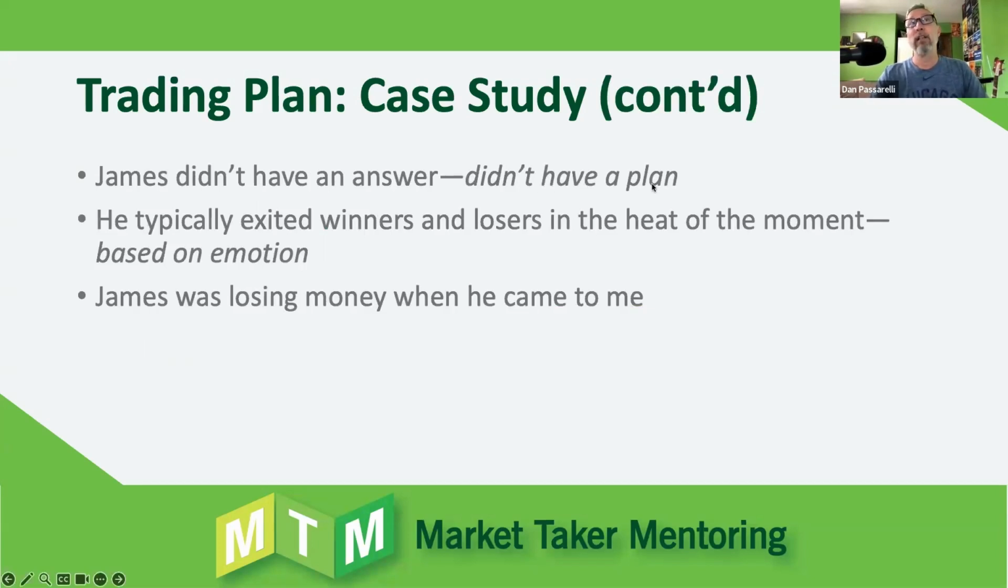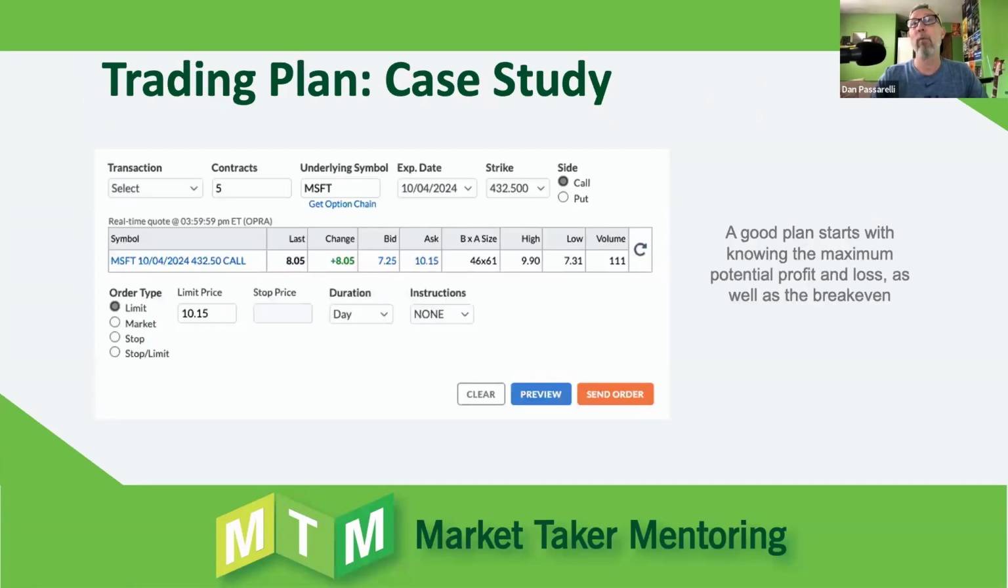Didn't have a plan. Actually, James is what Hollywood calls a composite character because I have worked with 100 Jameses in the past. This is one of the biggest killers of success for option traders, is not having a plan. He typically exited winners and losers in the heat of the moment, which is always based on emotion, which is always the worst way to base it. He was losing money when he came to me, but when I work with traders on their trading plan in one-on-one coaching, that's the turning point. That makes such a big difference.